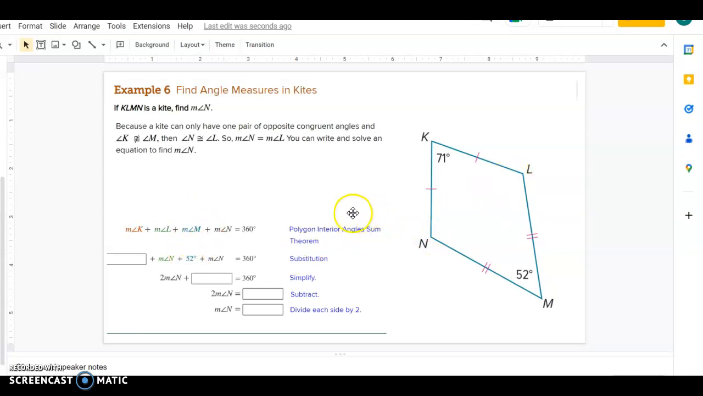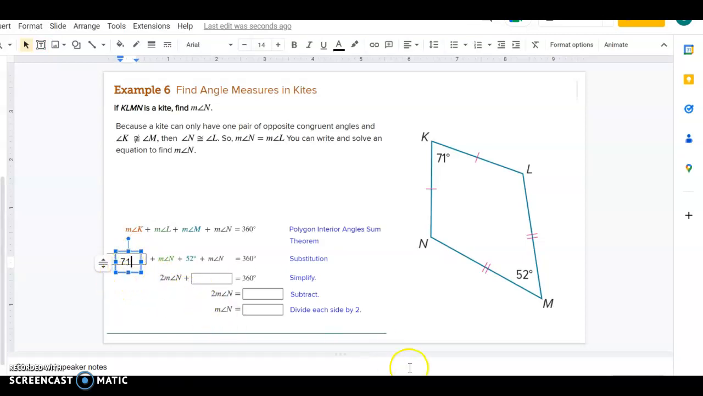With the kite, when I add everything up inside of it, it will equal 360 degrees. Because I could cut this in half and it gives me 2 triangles. And remember, one triangle always equals 180. So I can add all 4 of those angles and it would equal 360 degrees. So I'm going to plug in what I know. They already plugged in for M, and I know K as well. So K equals 71.